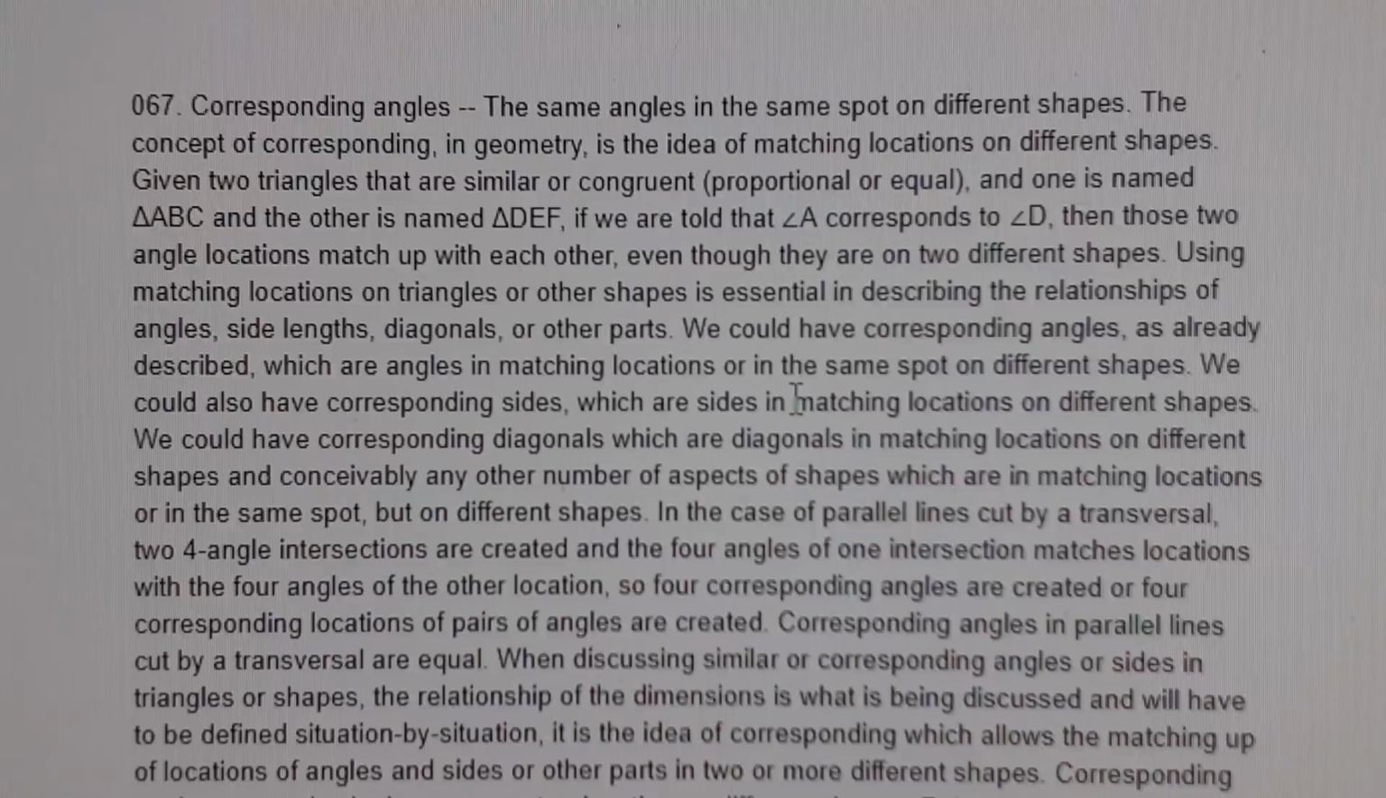Corresponding angles are angles in the same spot or location on different shapes. Related words: similar triangles, congruent triangles, similar shapes, congruent shapes.